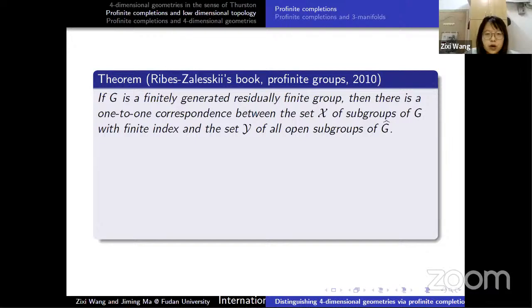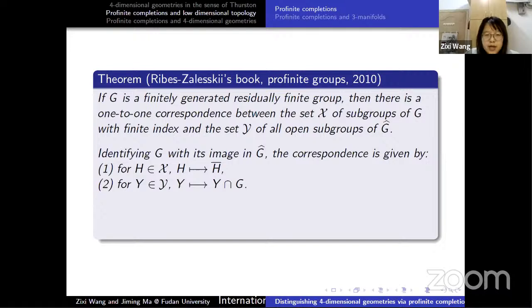The correspondence from a discrete group to its profinite completion has been made, such that there is a one-to-one correspondence between all the finite index subgroups of G and all the open subgroups of G hat, where we use the embedding image of G in G hat. The correspondence is that a finite index subgroup of G corresponds to its closure in G hat under the profinite topology.